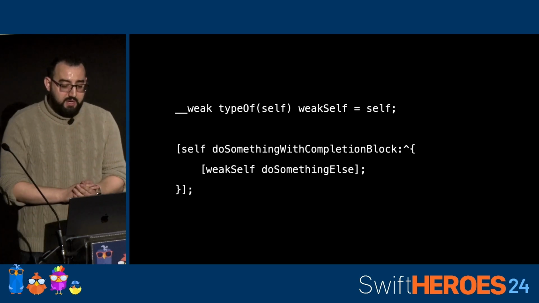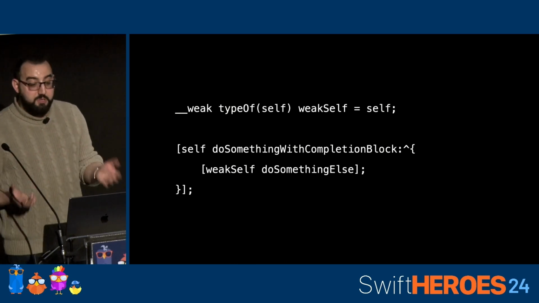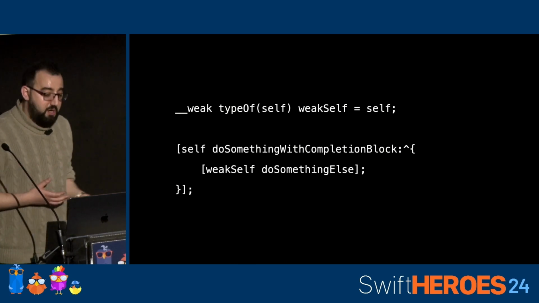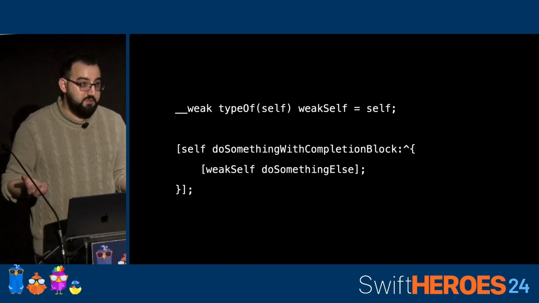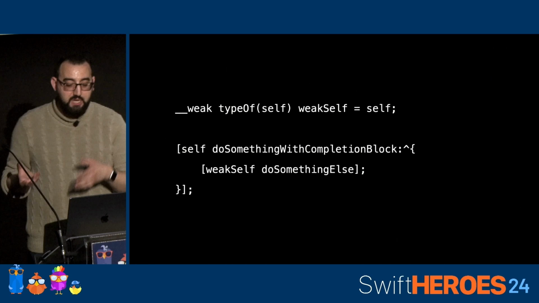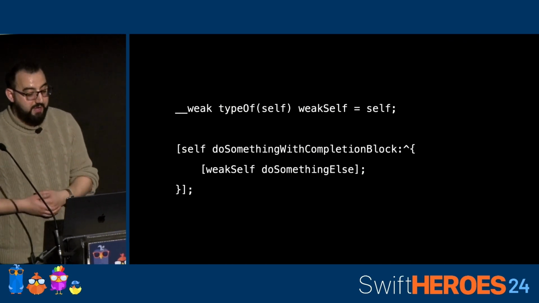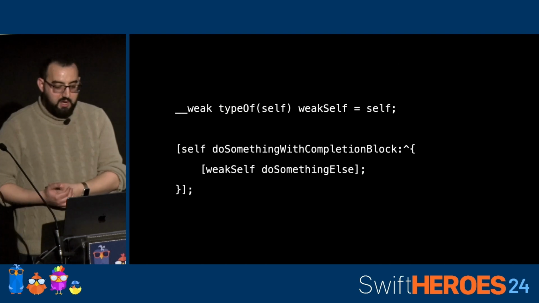Here's an example of a thing that you're probably familiar with. Here's an example of a completion block used as a method argument. This pattern is used in Swift as well. Now, just like Swift closures, if we're capturing self, we want to avoid a circular retain cycle, so we have to make sure we weakify self, and that's how you do it.